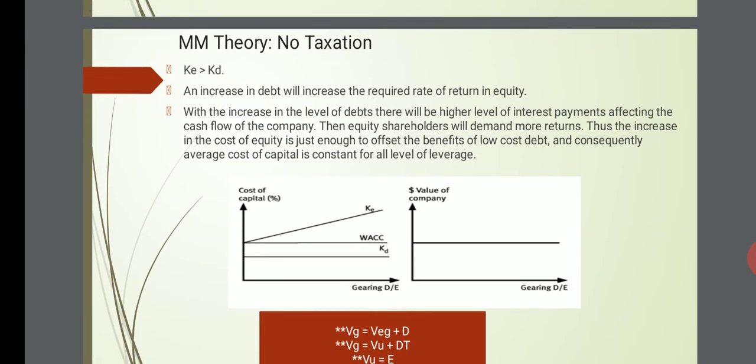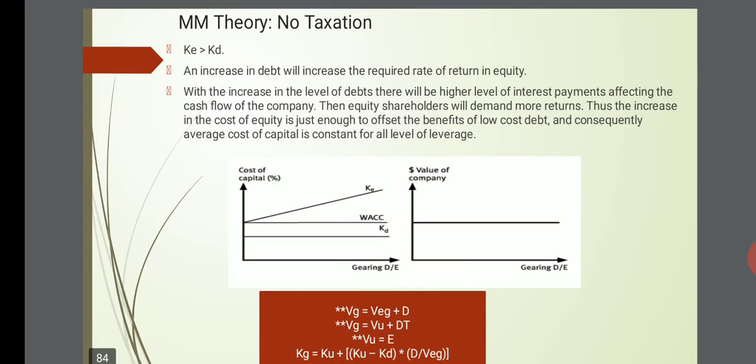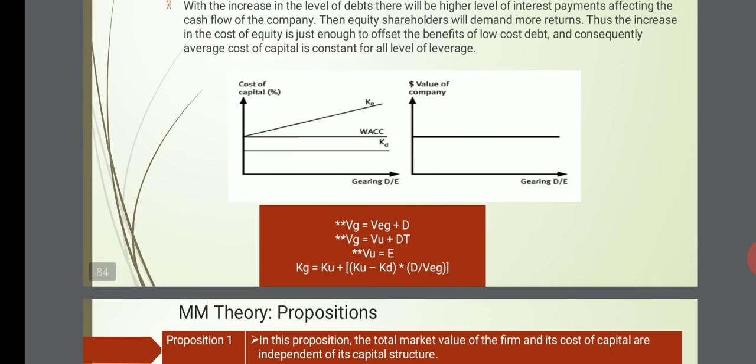Theory when there is no taxation. When there is no taxation, Ke is more than Kd. The increase in the debt will increase the required rate of return on equity. With the increase in the level of debt, there will be a higher level of interest payment affecting the cash flow of the company. Then equity shareholders will demand more returns. Thus, the increase in the cost of equity is just enough to offset the benefits of low cost debt, and consequently the average cost of capital is constant for all levels of leverage.